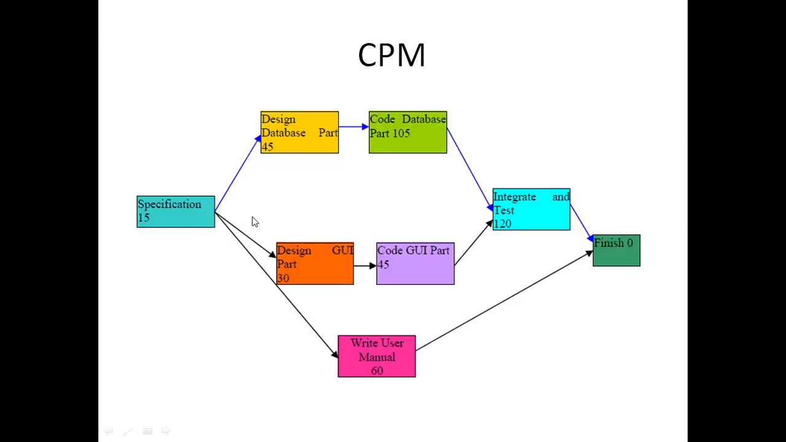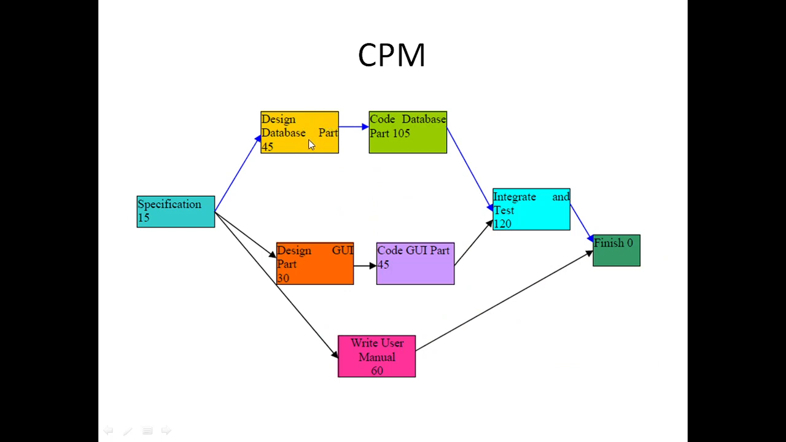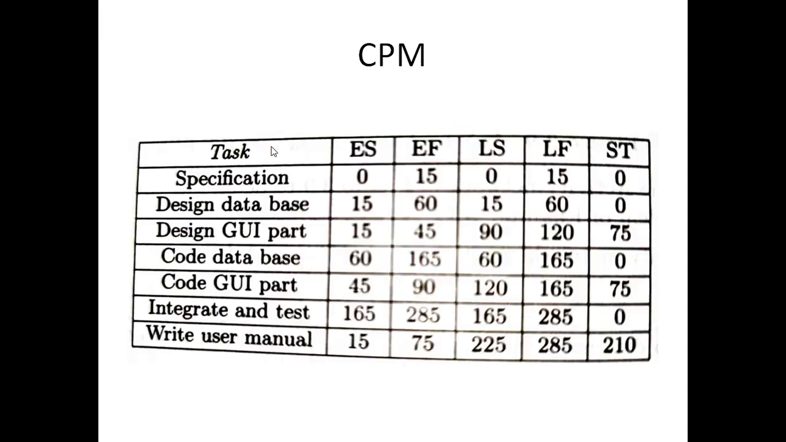Then next is the design database part. It requires 45 days. So earliest start time is 15 because only after specification can we start this. That is why earliest start is 15. And earliest finish time, how fast can we finish this? We get it from 15, the earliest start, plus the duration 45. 15 plus 45 is 60. So we get 60.